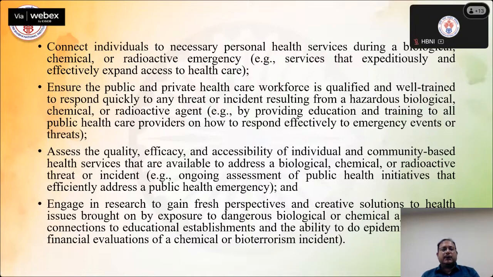Engage in research to gain fresh perspectives and create solutions to health issues brought on by exposure to dangerous biological or chemical agents. An example would be connections to educational establishments and the ability to do epidemiologic and financial evaluations of a chemical or bioterrorism incident. So an educational establishment can also be a very resourceful entity that can give us data, guide us, and provide a better understanding of the health hazards or issues due to the exposure of any chemical or biological agent in a particular vicinity or area wherever they are being handled or utilized. So all these things are very much beneficial.